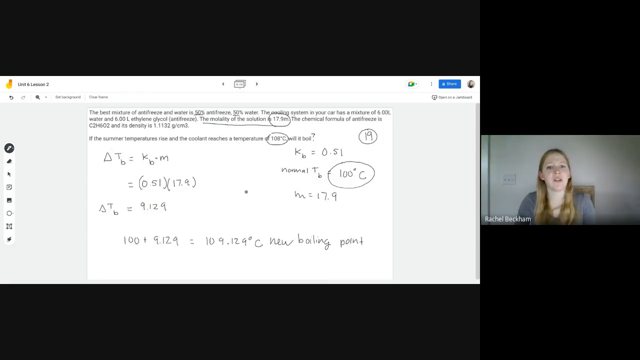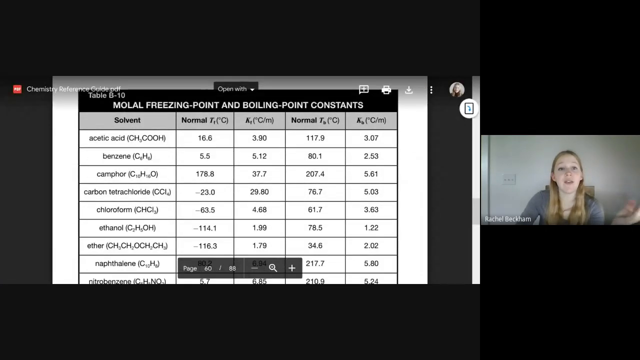Okay. It says, if the summer temperature rises and the coolant reaches a temperature of 108, will it boil? Well, it now boils at 109, not 100. And so if it reaches 108, it's still not going to be boiling until it gets to 109. And so the answer is no, it will not be boiling. And the new boiling point is 109 if it asks for that. So that's the last question. I hope this kind of helps. Again, these equations are provided for you. You also need the table B-10 right here when you take your quiz. If you have any questions at all, please go see your teacher and they'll be happy to help you from here.